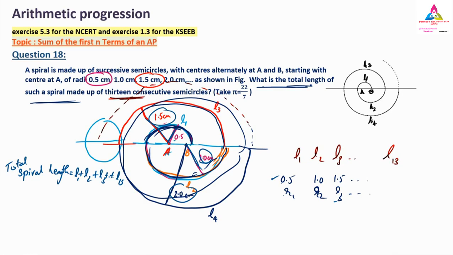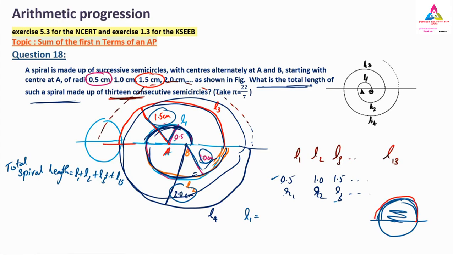So how to find L1 now? L1 is simple. See here, if you want to find L1, L1 is nothing but what? Half of the circle. So once we have a full circle, in that, half of the circle. Half of the circle means what? So we are finding only the boundary of the circle, not the inside. Inside means area, but we are finding the outside boundary. Boundary is nothing but the circumference.